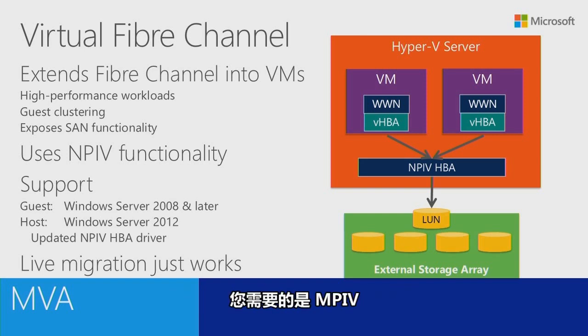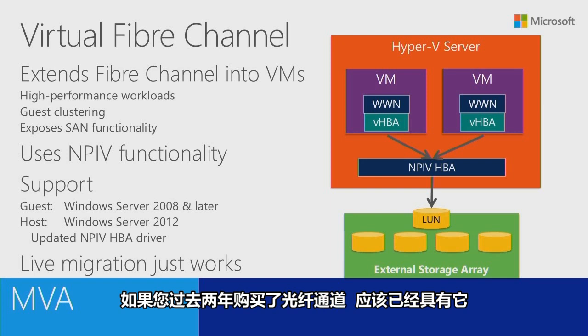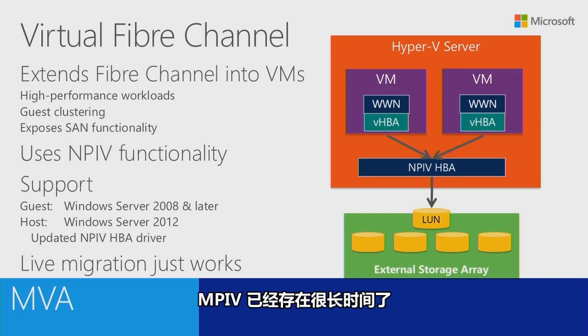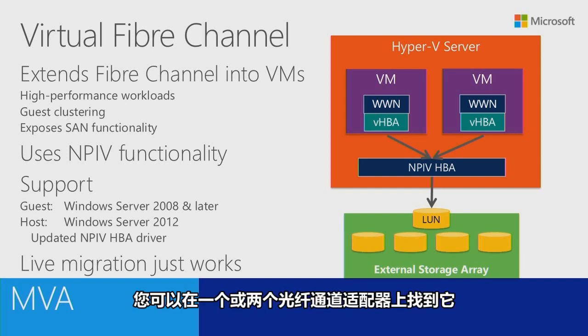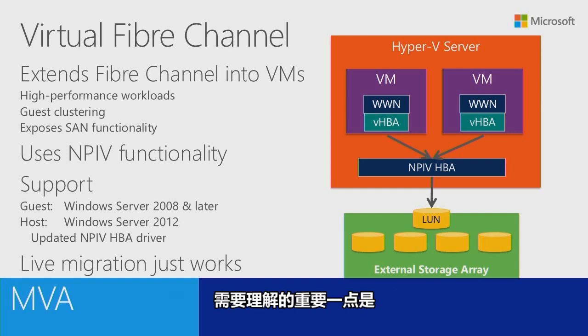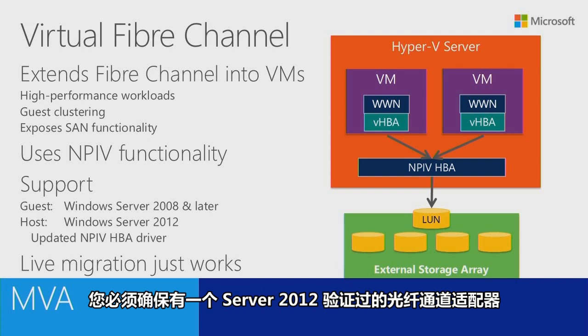So what do you need? The key thing you need is NPIV. If you bought a fiber channel adapter in the last few years, it's most likely there. NPIV has actually been around for a long time. You'll even find it way back on the 1 and 2 gigabit fiber channel adapters. The thing to understand, though, and this is probably the most important thing, is you have to make sure that you've got a fiber channel adapter that's Server 2012 certified.